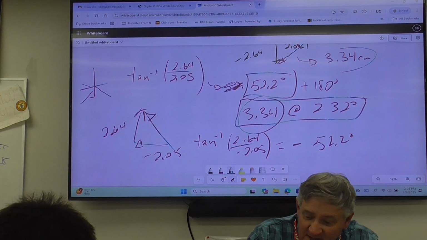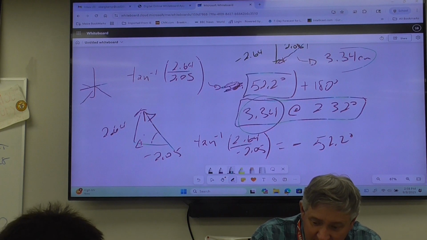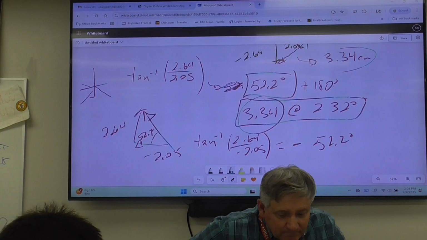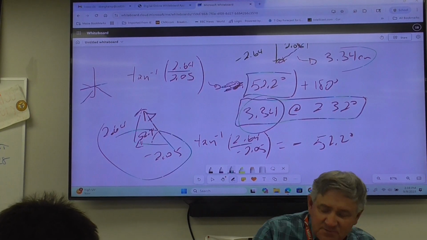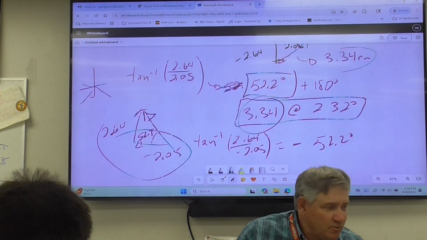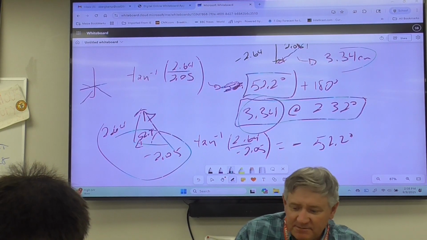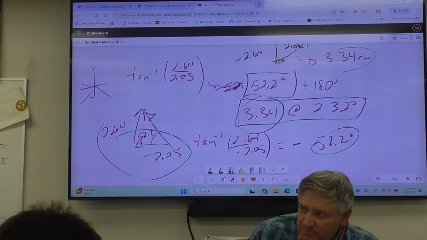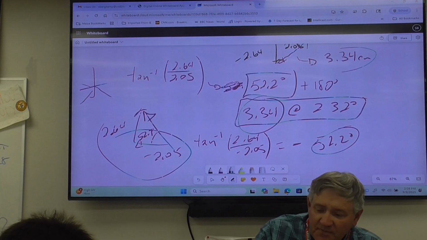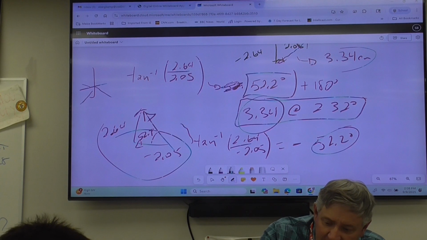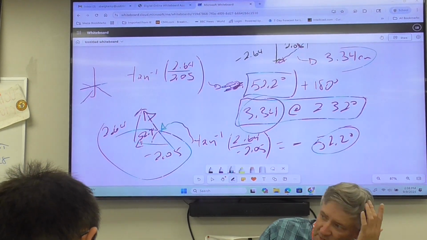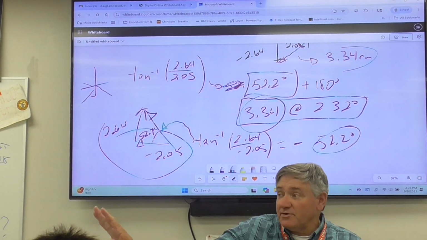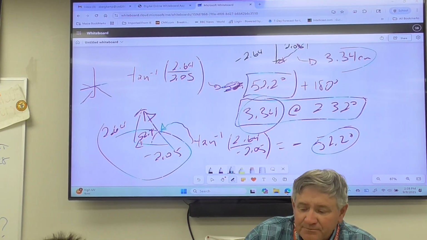Now, if it had been, and again, this is just me, if it were me, I wouldn't even mess with that negative sign. I would not even jack with it. I would just find 52.2 degrees. Then I would decide, oh, I need it from this angle, so what are you going to do? Subtract it from 180.